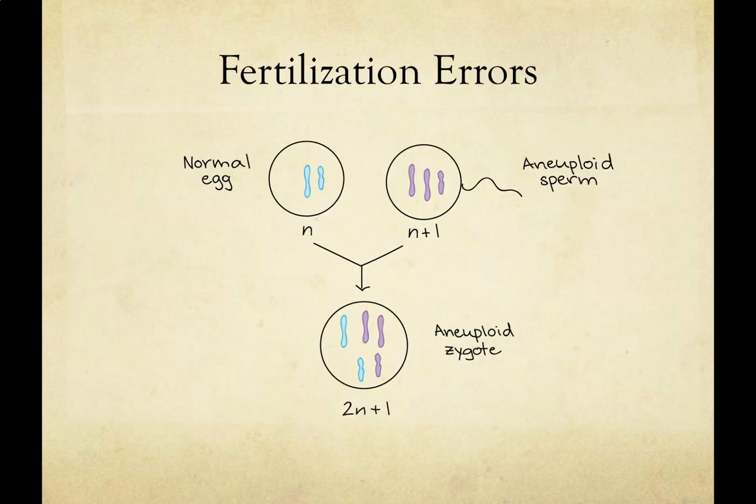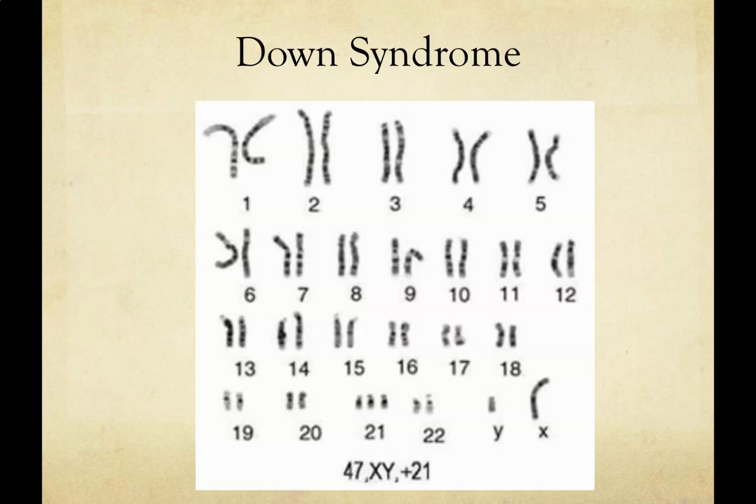And in this case, here's the problem. If, let's say, dad brought an extra and mom brought the normal amount, you're going to have a kid with an extra chromosome. So in the case of Down syndrome, they have an extra chromosome. And I'll show you a karyotype in a second.